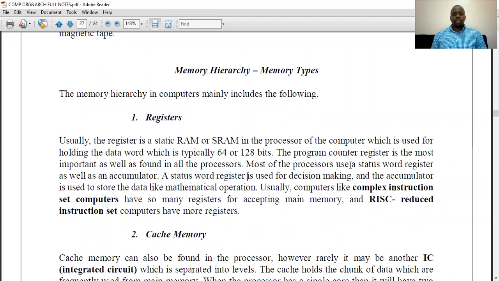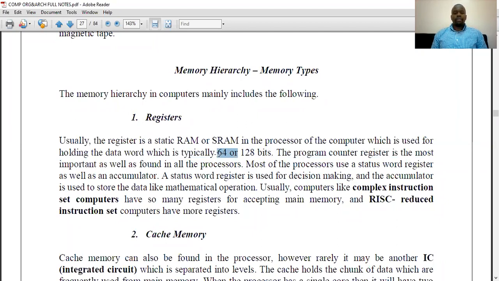Most processors use a status word register as well as an accumulator. A status word register is used for decision making, and the accumulator is used to store the data for mathematical operations. Registers are very important to the CPU because, first, of the amount of data they can hold per unit time, 64 to 128 bits, as opposed to the RAM and others, which can vary and is lower.